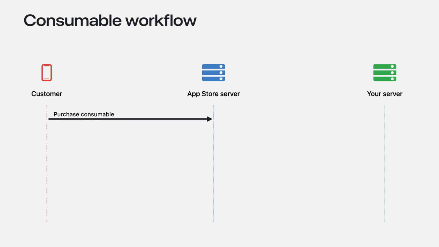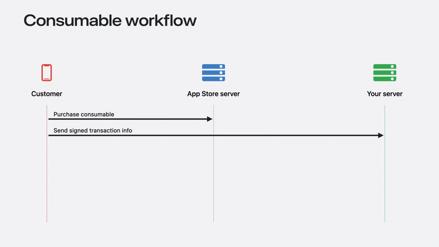Now, to learn more about the purchase lifecycle, I'll take you through an example of a consumable purchase. The workflow begins when the customer purchases a consumable in your app. The customer's device receives a signed transaction that your app can then send to your server to validate the transaction and dispense the content. Additionally, the App Store server sends a one-time charge notification to your server with the same signed transaction. Typically, this is where the lifecycle ends for the purchase, with the customer ready to buy another consumable.